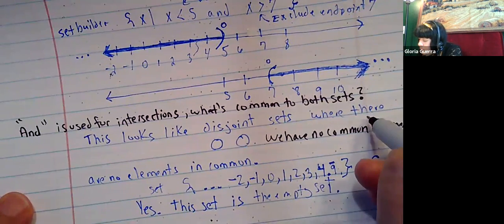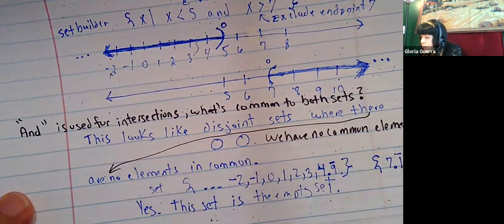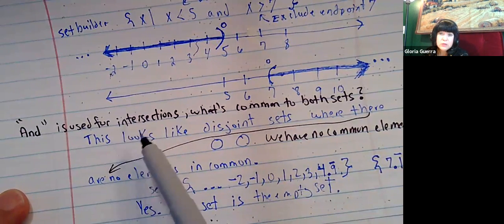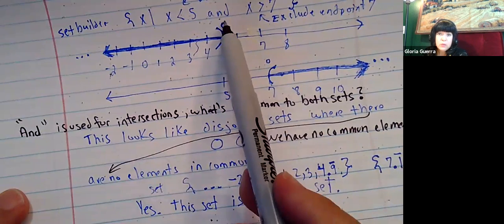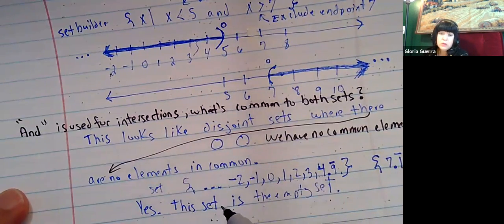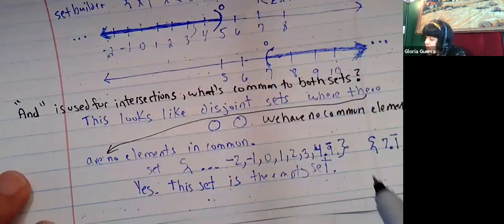And that's what I have here. There are no common elements. Okay, so if you don't have any common elements, then that's why this set is going to be empty, because "and" implies it's asking what's in common here. There's nothing in common. So then how do you write up your answer? There's nothing common. It's the empty set.